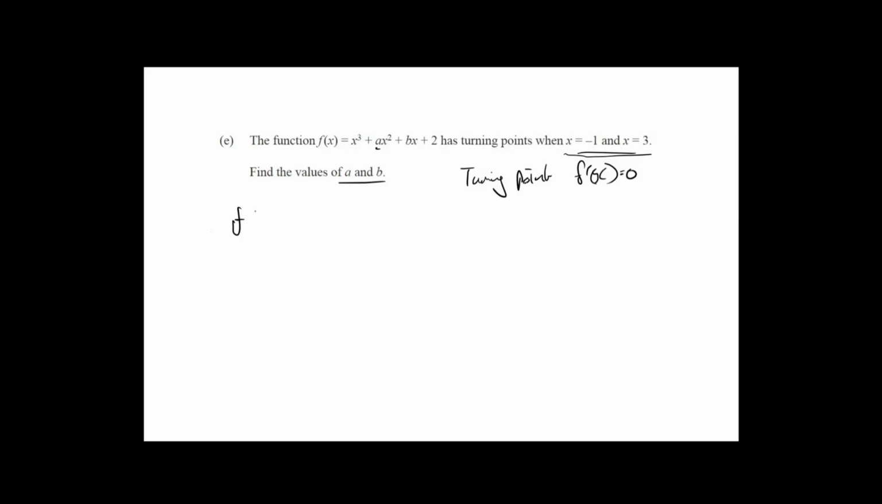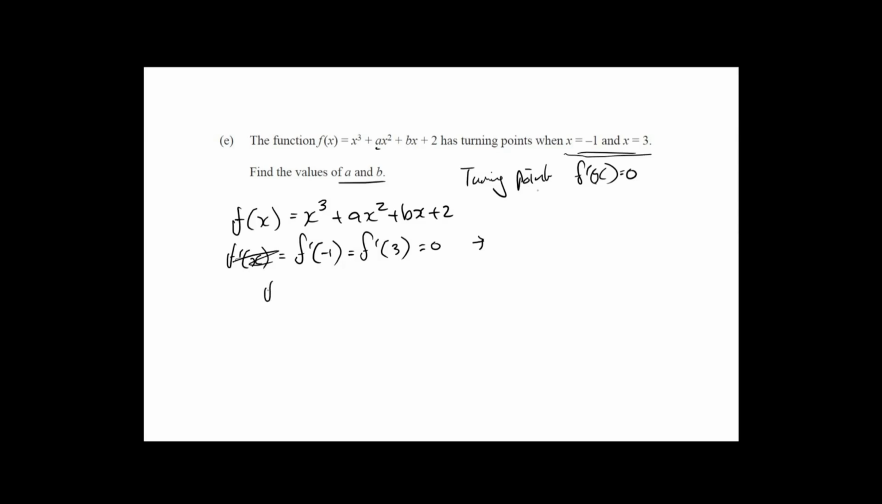I'm going to differentiate that, and hopefully we can find what a and b are by putting those in. I think we may need to do a simultaneous equation to find a and b. But anyway, we know from the information there that f prime of negative 1 equals f prime of 3 equals 0. The gradient is 0 at the turning point.